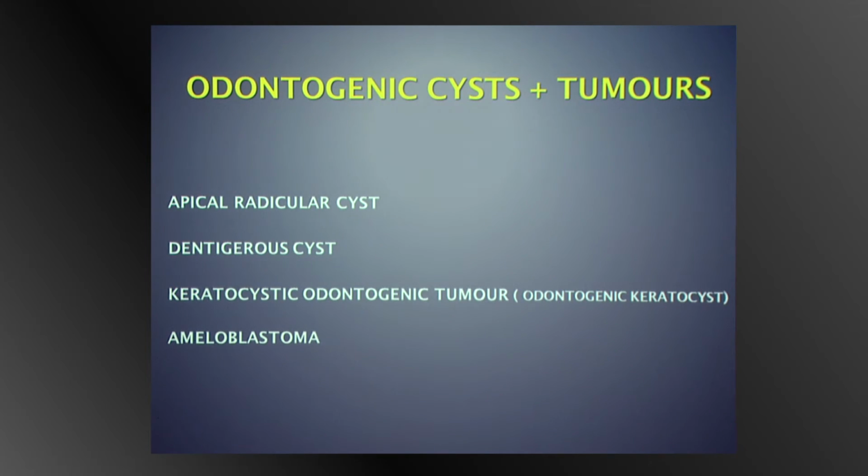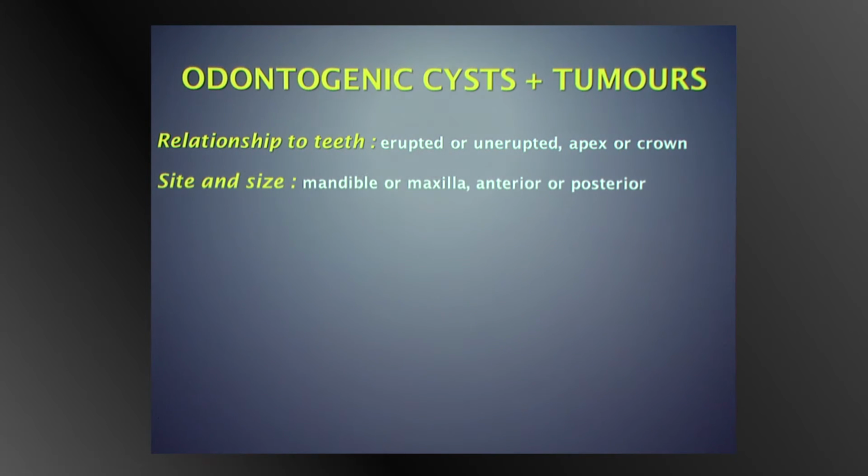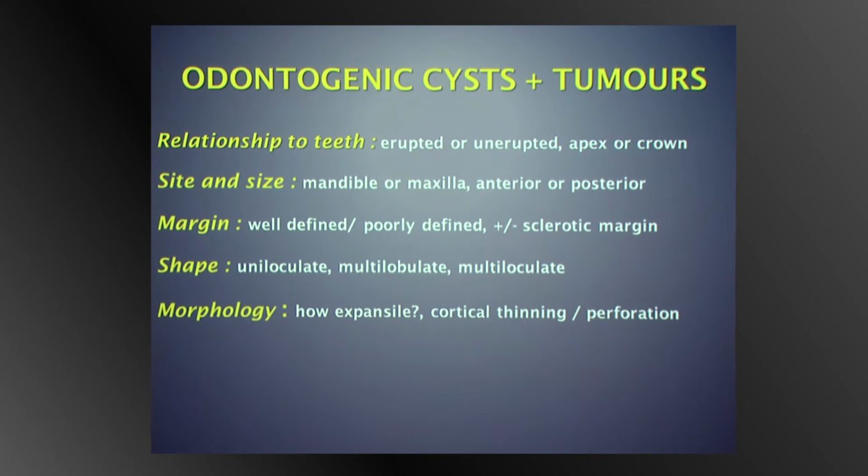I'm only going to talk about 4 lesions because they're the commonest ones that you'll come into contact with. The things to consider are the relationship to the tooth. Is the tooth erupted or unerupted? Is it associated with the apex or the crown? The site and the size, which jaw, anterior or posterior? The margin, is it well defined, poorly defined? Does it have a sclerotic margin? Is it uniloculate, multilobulate, so it has a corrugated margin, or is it multiloculate with locules separated by septa? And is it expansile? Does it cause cortical thinning or perforation?